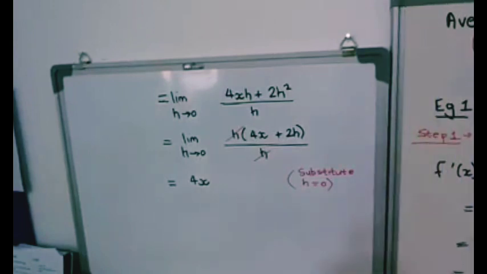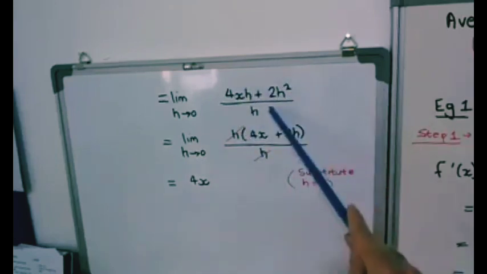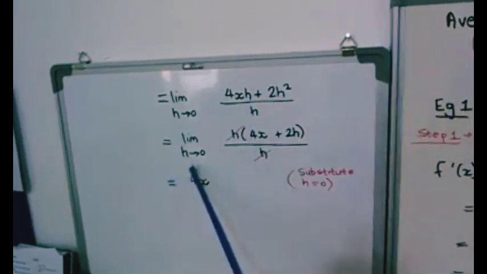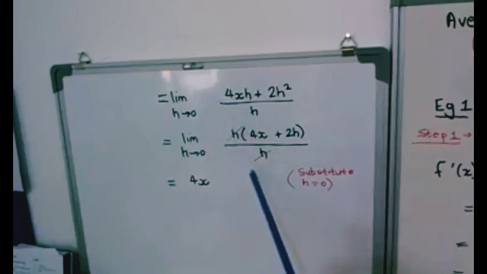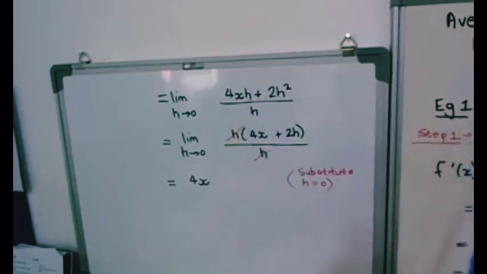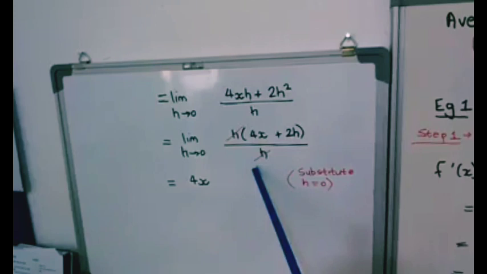Now the 2x squareds cancel out, so I've got 4xh plus 2h squared over h. Now this step here, you first have to factorize. You've got to take out an h first. If you put 0 into h over there, it's going to be undefined. So we've got to first take out the common factor. We'll take that out and we've got 4x plus 2h.